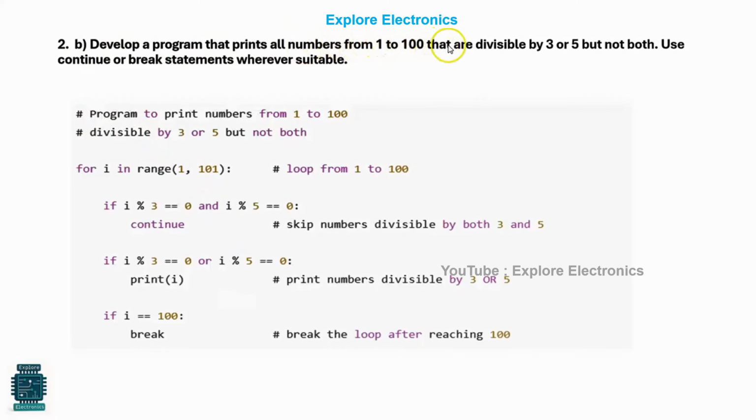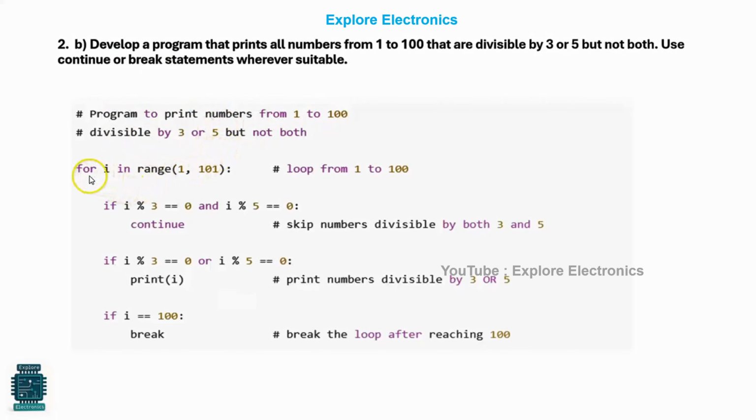Let us go to the next question, that is develop a program that prints all numbers from 1 to 100 that are divisible by 3 or 5 but not both. Use the continue or break statement whenever suitable. We have to print all the numbers from 1 to 100 which are divisible by 3 or 5, not both. We have to use continue and break statements whenever possible.